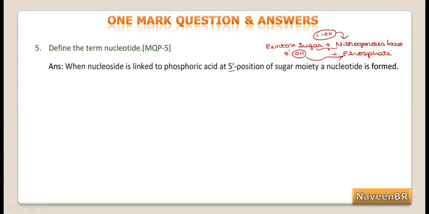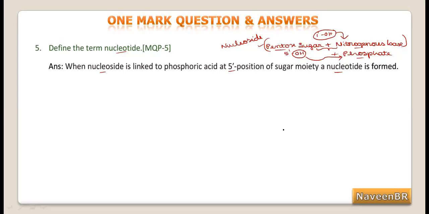Such a unit which is formed by the interaction of pentose sugar, a nitrogenous base and a phosphate is called a nucleotide. So here, the answer given is, when a nucleoside... Now we know that a nucleoside is the part formed by the interaction of a nitrogenous base with a pentose sugar. Such a nucleoside, at the 5' hydroxyl group of the sugar moiety, if it interacts with phosphoric acid or phosphate, it is going to form a nucleotide.